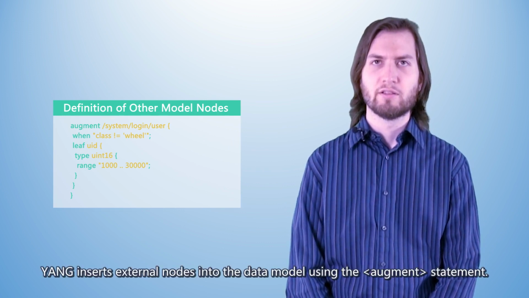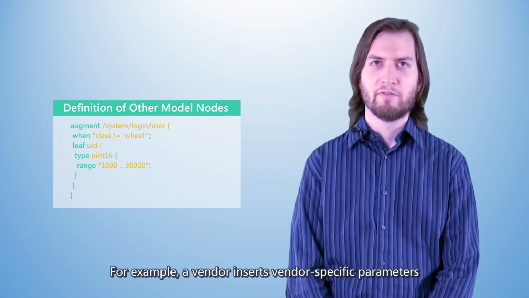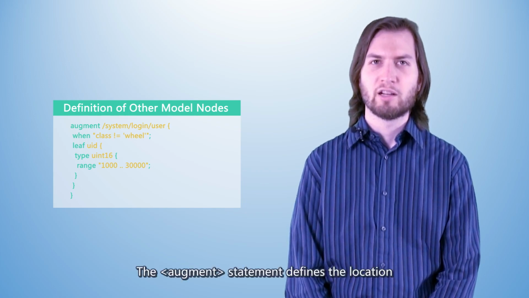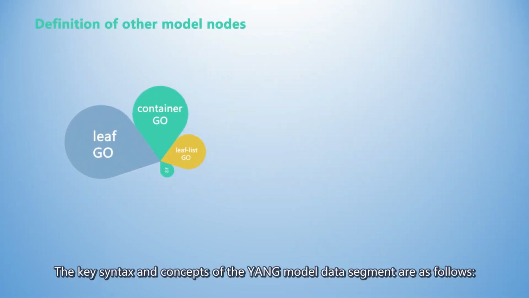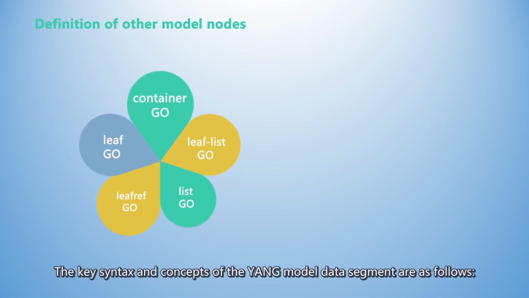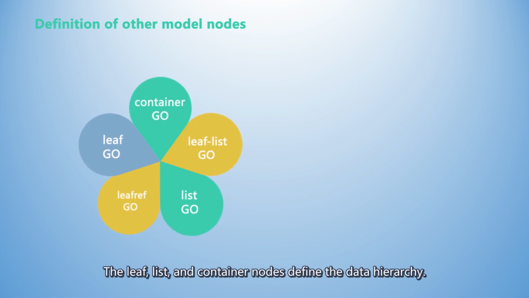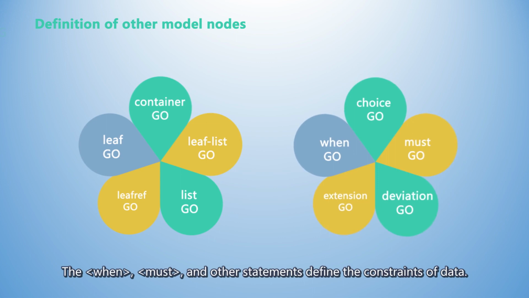6. Definition of other model nodes. YANG inserts external nodes into the data model using the augment statement. For example, a vendor inserts vendor-specific parameters into the standard data model in an interoperable manner. The augment statement defines the location where new nodes are inserted in the data model hierarchy. The key syntax and concepts of the YANG model data segment are as follows. The leaf, list, and container nodes define the data hierarchy. The when, must, and other statements define the constraints of data.